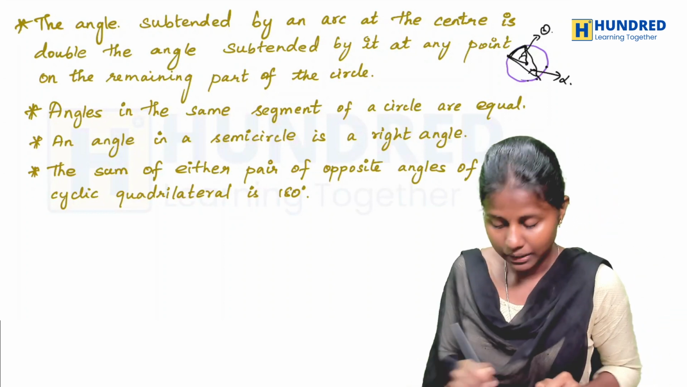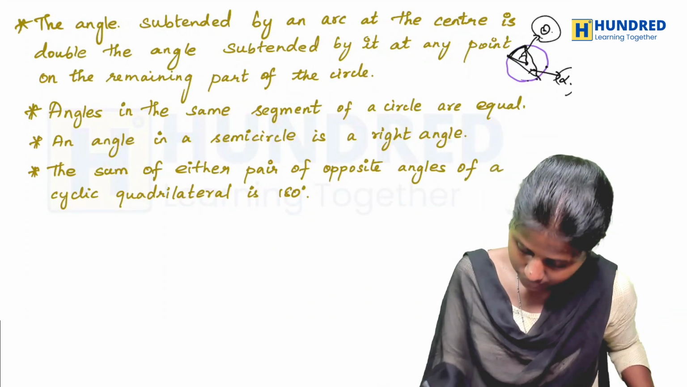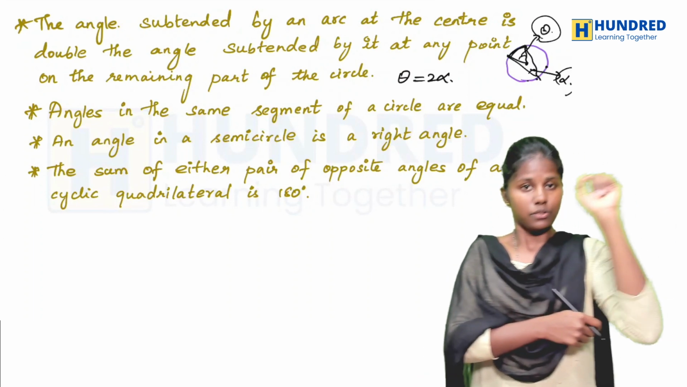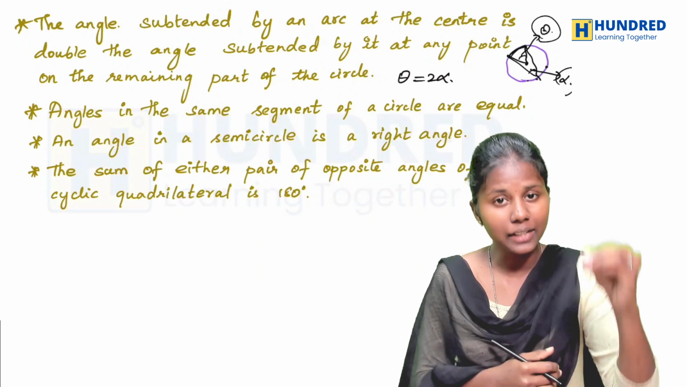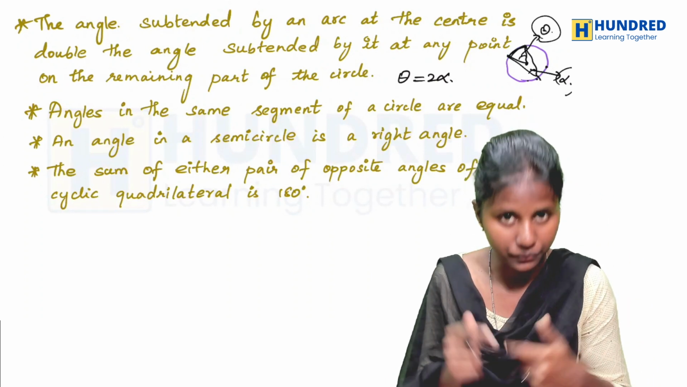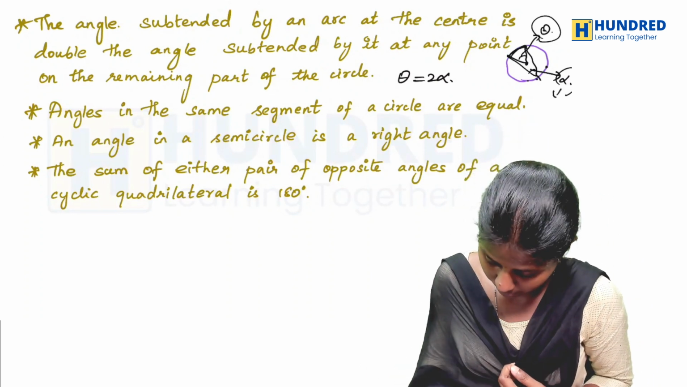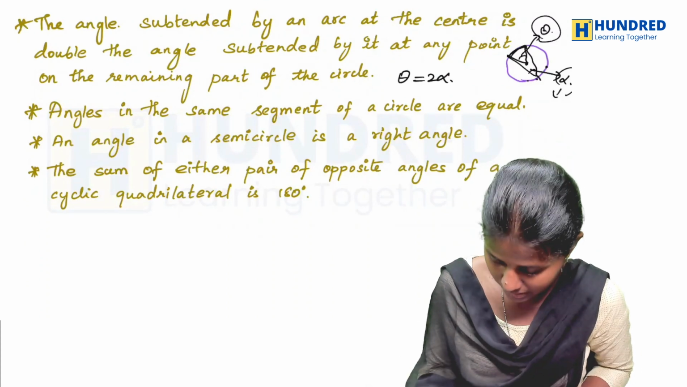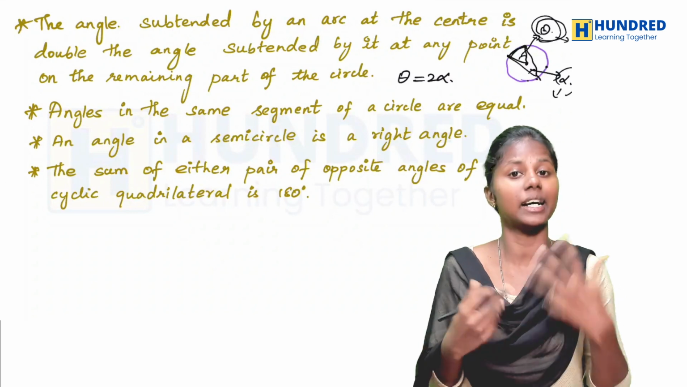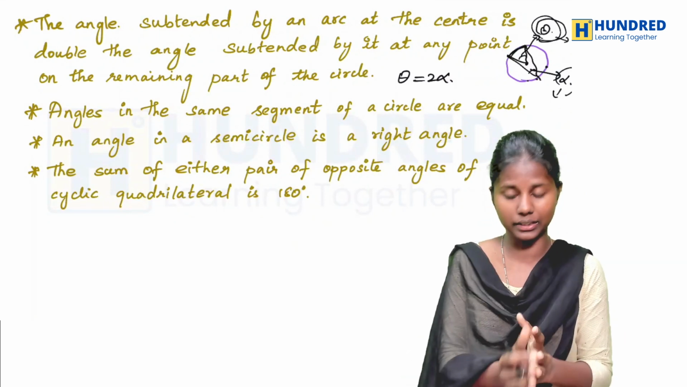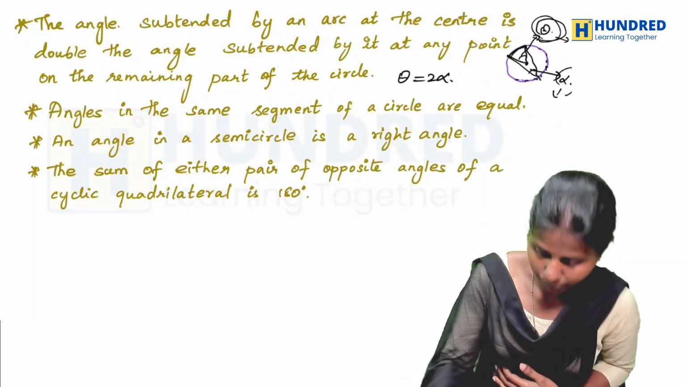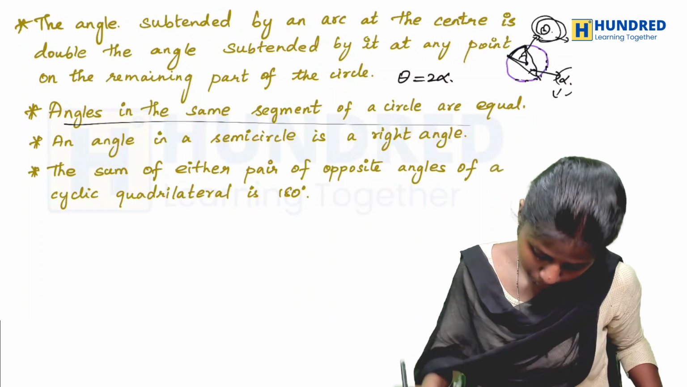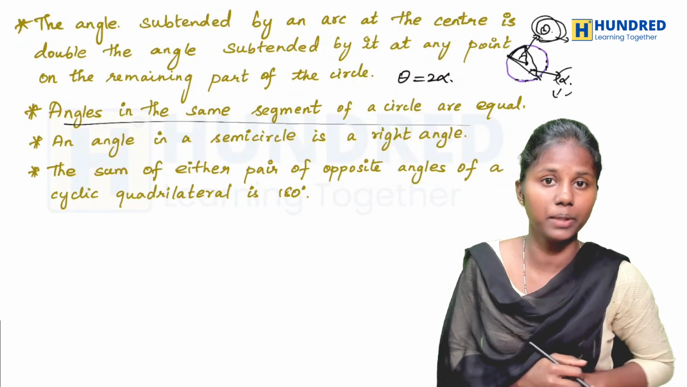Then we can relate these two angles: theta is equal to 2 times alpha. So what does it indicate? The angle the arc makes at any point of the circle will be half of the angle made at the center. This means the center angle will be double any angle made at a point on the circle. Fine. Next we move on to the angles in the same segment of a circle.